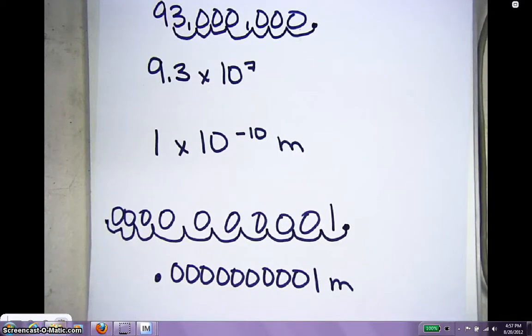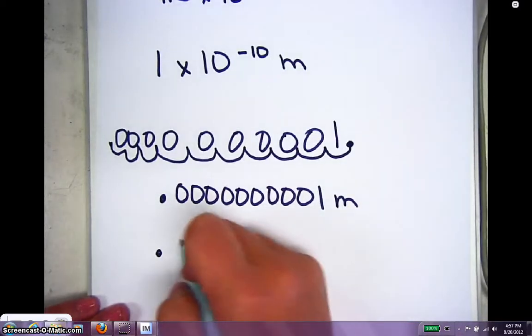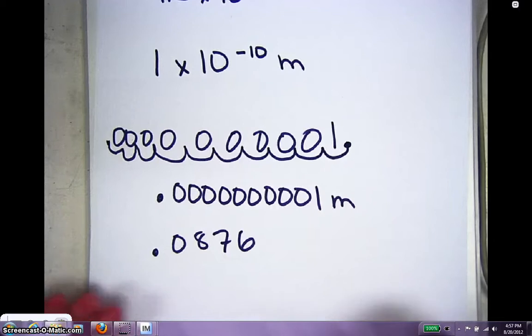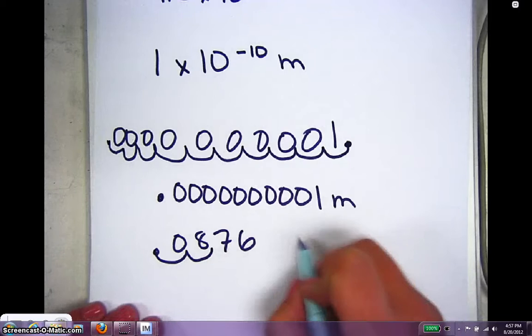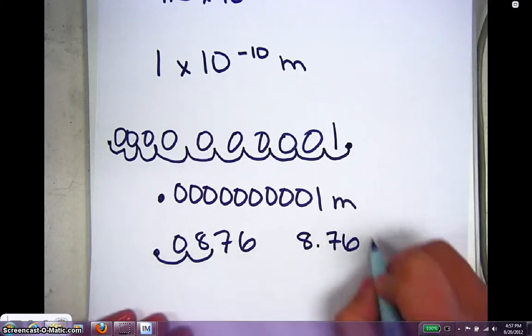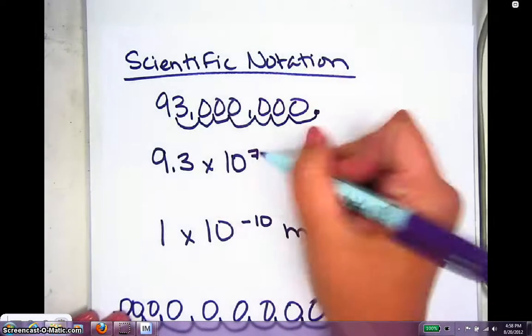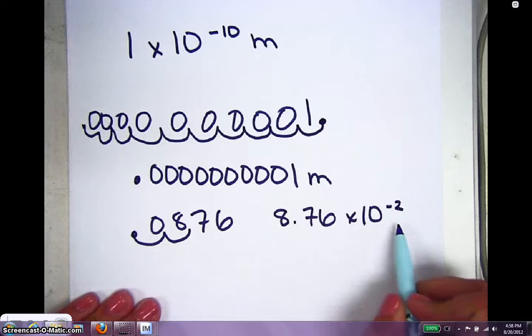All right, so let me just give another example. Let's say we had 0.0876. Okay, to put that in scientific notation, again, I move the decimal so there's only one number in front of it. So I go 1, 2 places to the right. And so I would have 8.76. And since I moved to the right, it's going to be times 10 to the negative 2. Okay, so up here, I move to the left, so I have a positive number. Down here, I move to the right, so I have a negative power.